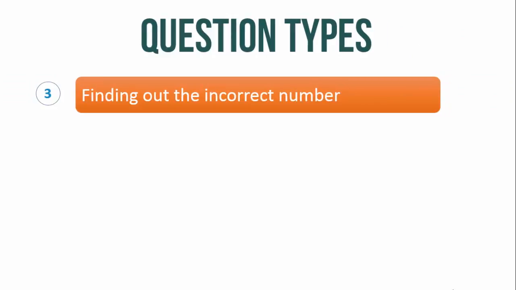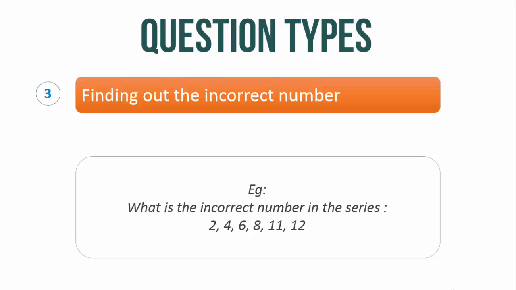The third kind of question asks you to find out the incorrect number. For example, you will be given a series and one of the numbers in this series is incorrect. You will be asked to point it out. For instance, here the series is 2, 4, 6, 8, 11 and 12. If you look at the first 4 terms, you see that it is an arithmetic progression where each number is increasing by 2. However, 8 plus 2 is not 11 and 12 minus 2 is also not 11. So the number there should be 10. Then the series is correct because it becomes 2, 4, 6, 8, 10 and 12. You can fit it into a logic.